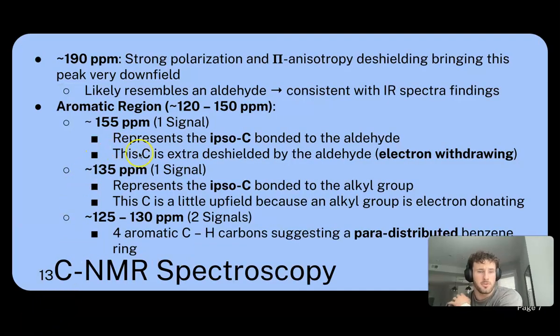So the one signal around 155 parts per million represents the ipso carbon bonded to the aldehyde. This carbon is extra deshielded by the aldehyde, which is electron withdrawing, which makes sense because oxygen is a much more electronegative atom than carbon or hydrogen. The 135 parts per million signal represents the ipso carbon bonded to the alkyl group, on the other side of the benzene ring. This carbon is a little more upfield because an alkyl group is electron donating and not electron withdrawing.